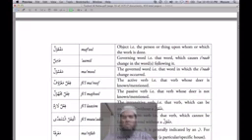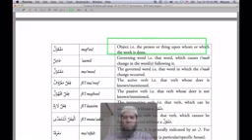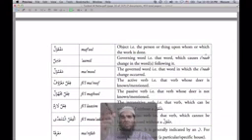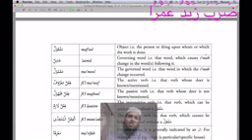Maf'ulun, i.e. the person or thing upon whom the work is being done. So if we say daraba zaidun amran, Zaid hit Amr, in this case the action of hitting is being done on Amr. So maf'ul is the Amr. The person Amr is maf'ul.